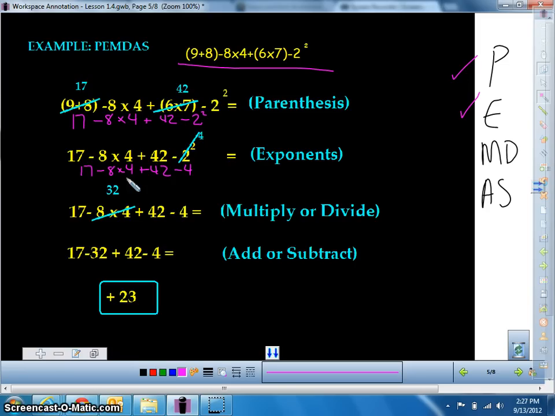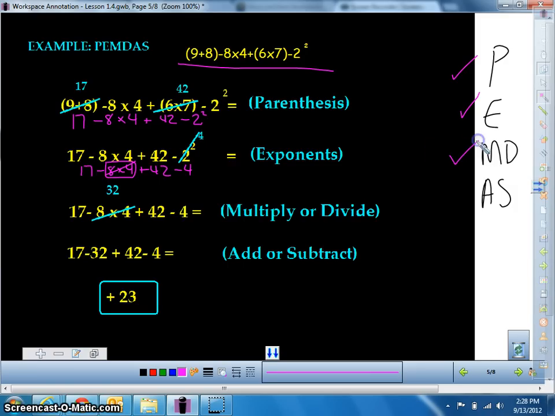going to do. So starting here, I have 17 minus 8, that doesn't do anything, times 4. So I want to take this section right here and replace it with 32. Then I've got plus 42 minus 4. I don't have any division in this problem, and that's okay. Sometimes we don't have all the operations, and as long as we've checked to make sure they're not there, we can move on to the next problem.